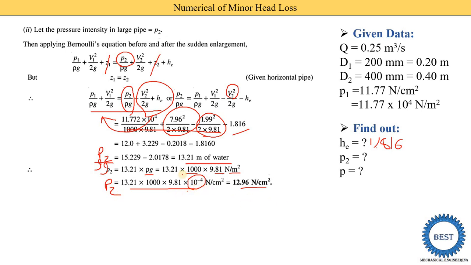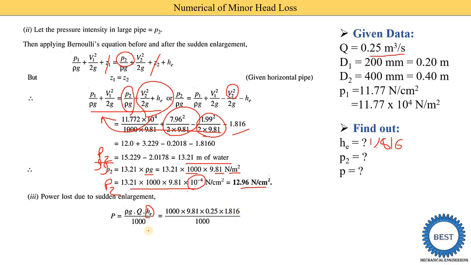Suppose here we do not multiply with 10 raised to minus 4, then we get the answer in Newton per meter square. And last we find the power loss due to the sudden enlargement, and the equation of hydraulic power is rho g Q into h. Here we need to find it due to the loss of enlargement, so instead of h, we use He. Now we put in the values: rho is 1000, g is 9.81, Q is given as 0.25, He we already calculated, it is 1.816, divided by 1000. So we get the answer: P is 4.453 kilowatt.